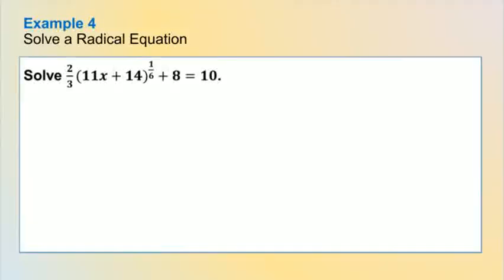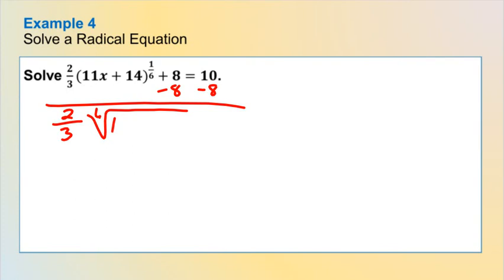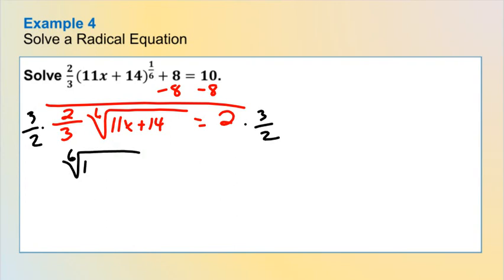Example 4, solve a radical equation here. Okay, so I need to get the radical by itself, so I'm going to subtract 8. This gives us 2/3 times the 6th root of 11x plus 14 equals 2. To get the radical by itself, I multiply by 3/2. And now I have the 6th root of 11x plus 14 equals 3.